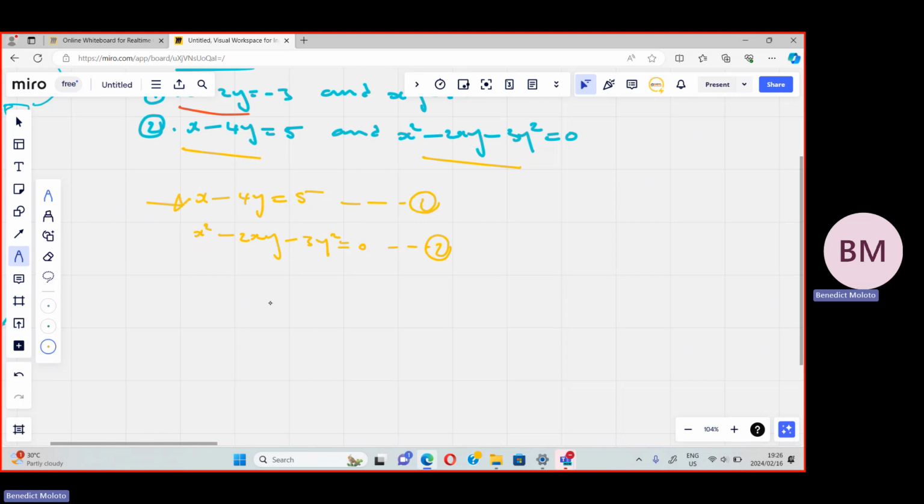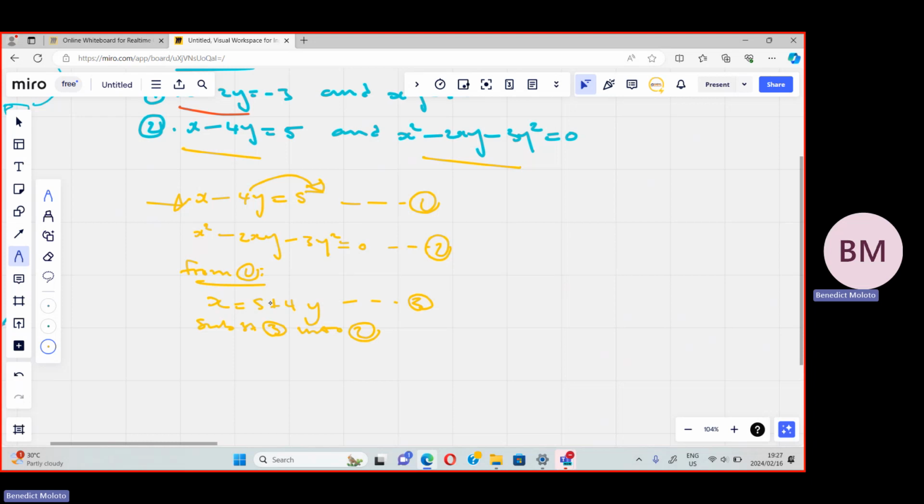Then from equation 1, we're going to let x be equal to 5 plus 4y. Basically, we just took this one to the other side, the same thing that we did previously. This is equation number 3. Right. Then here again, we're going to take equation number 3 and substitute in equation number 2.